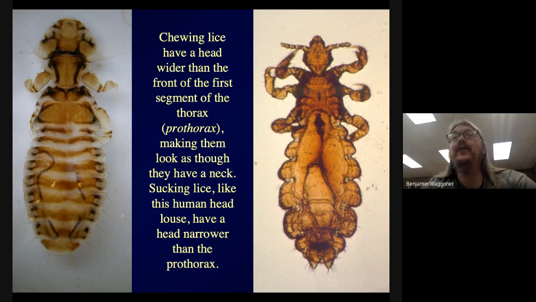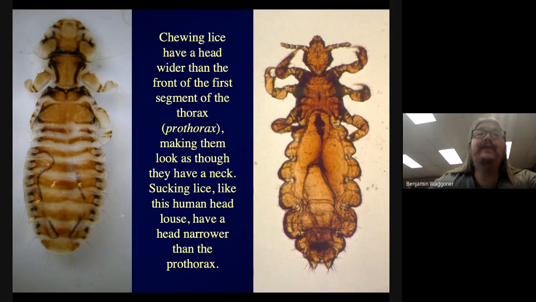That's the one that can cause problems in places like elementary school. And you can see there is a joint between the head and the thorax. The thorax is the part where the legs are coming off. The head is up at the front with the antennae, and there's a joint between them, but the head is more narrow than the thorax.